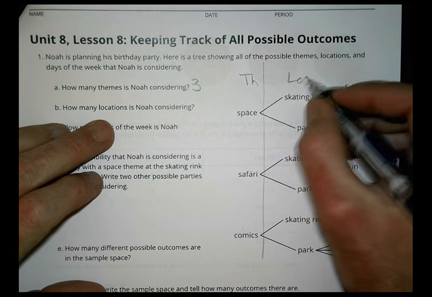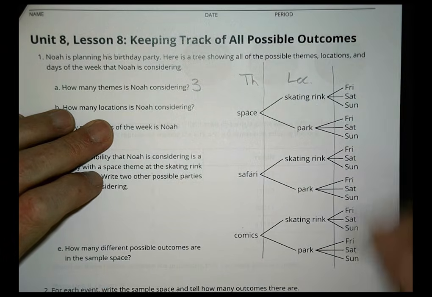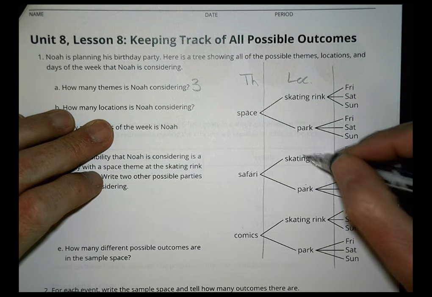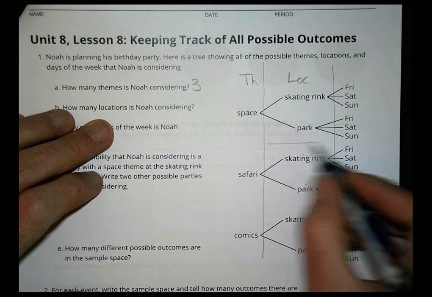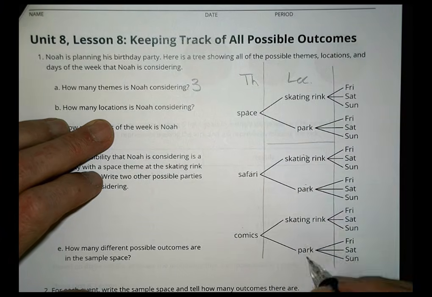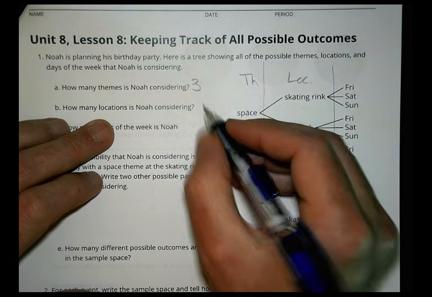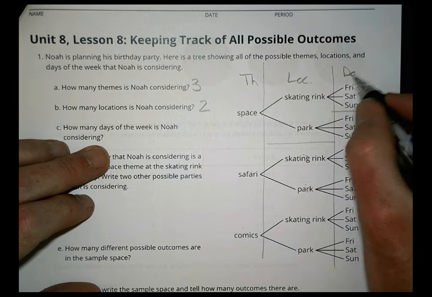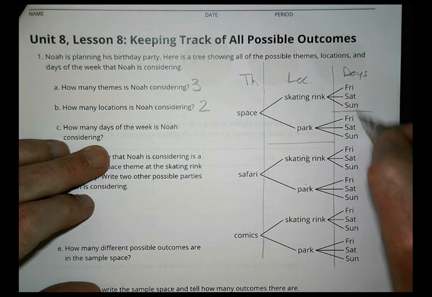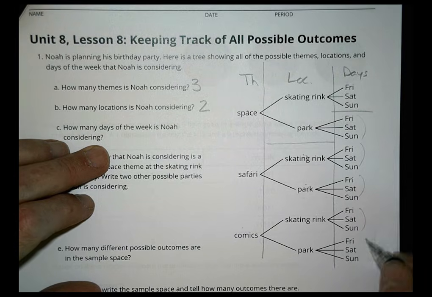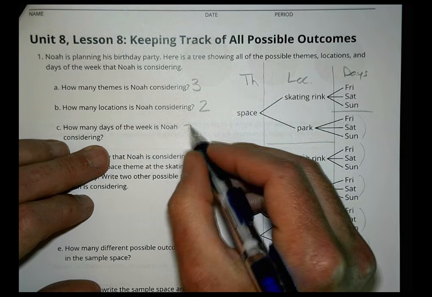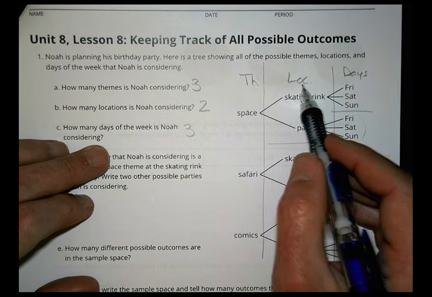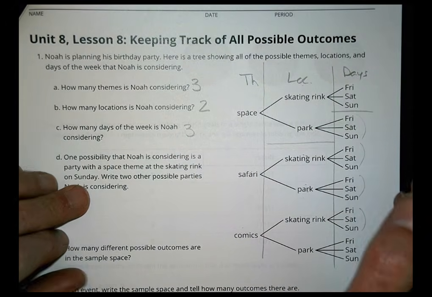For locations, that's right here. And we can see he's considering skating ring, park. Do we count these again? No, these are the same ones. Skating ring, park. We just count the 2. Don't count them again. Those are the same locations. So there's 2 locations. And the days of the week, we can count them here. And we can see we have Friday, Saturday, Sunday. It's the same all the way down. Those aren't different days. It's the same 3 days he's considering. So he's considering 3 themes, 2 locations, and 3 days.